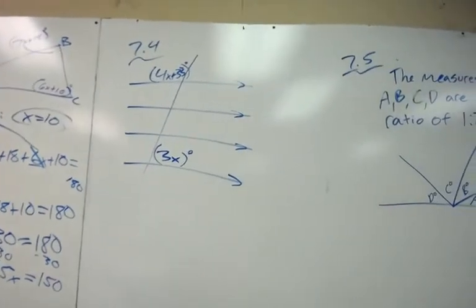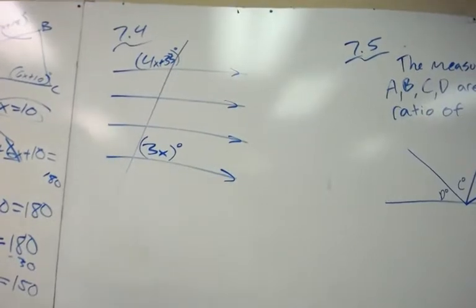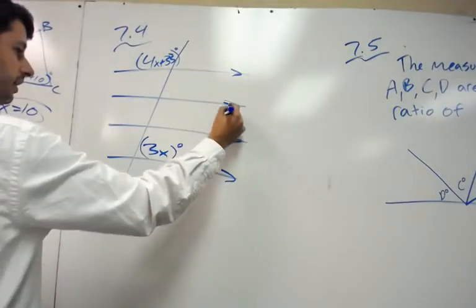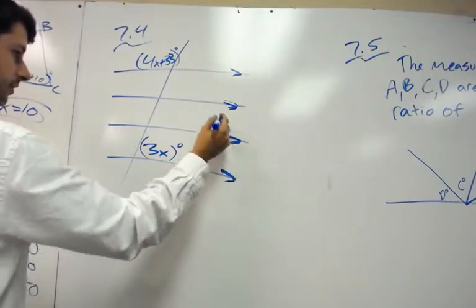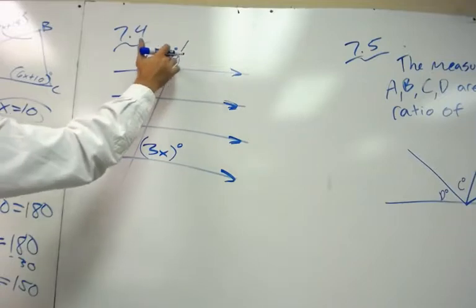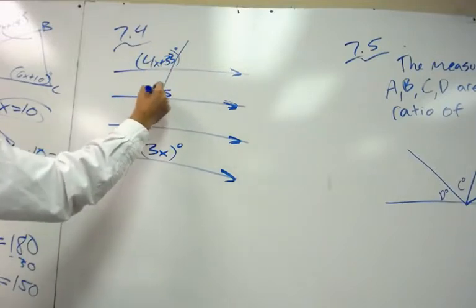Now let's look at 7.4. Looking at parallel lines cut by transversals. It says find x, and then it actually wants us to find the measure of a small and large angle. If you remember, when we have parallel lines, all these lines are parallel, that's what those arrows mean. When we have parallel lines, it cuts all of these angles into small and large angles.